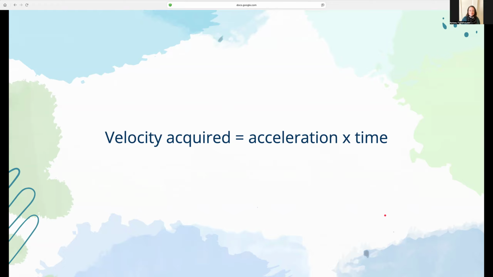And we saw in the previous page that the steeper the incline, the larger the acceleration. Well, what we saw was the larger the velocity got, but it was also the larger the acceleration.